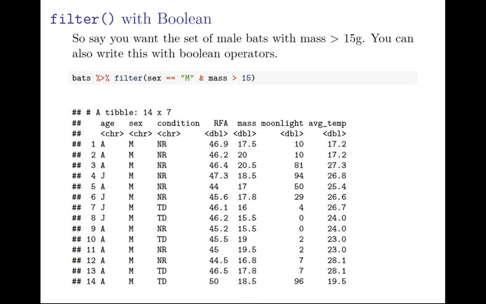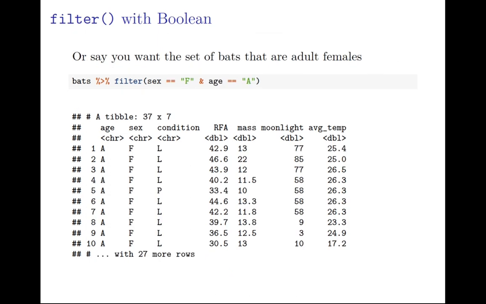So you can use your filter function with your Boolean if you want. So before we had looked at bats that were just male and greater than 15 grams, and we'd separate that out with a comma, but you can also do this with Boolean operators. And so in this case, you would replace that comma with an ampersand, and you get the same result as the last. Or for example, say you want to take this set of bats that are adult females. So here you then want to look for the set that are female bats and are age A, right? So adults, and here you can see the resulting output.